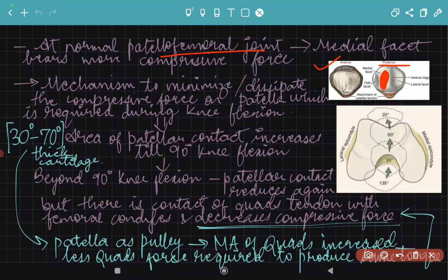This is actually required during knee flexion, because during knee flexion we saw that the compressive force on the patella was increasing progressively. During knee extension, there is no such pull by the quadriceps tendon and patellar tendon to resist it, so there is no requirement to minimize the compressive force because the compressive force is not that much to withstand. So during knee flexion, as we require to dissipate that force, the dissipation is done by increasing the contact area of the patella.